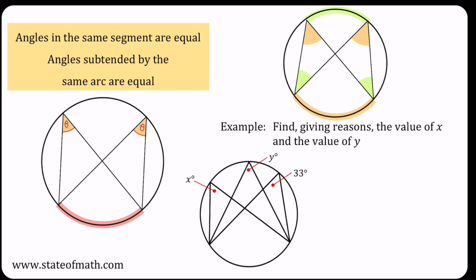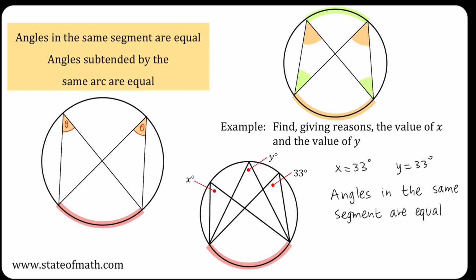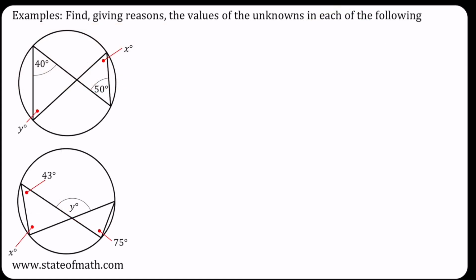Now let's take a quick look at a simple example. We've got a situation here and we need to find the angles x and y, and we need to give reasons to justify our answers. We notice that all three angles here are subtended by the same arc, which I'm going to highlight in red, and therefore we can easily conclude that both x and y will be 33 degrees. The reason is that angles subtended by the same arc are equal, or simply that angles in the same segment are equal.